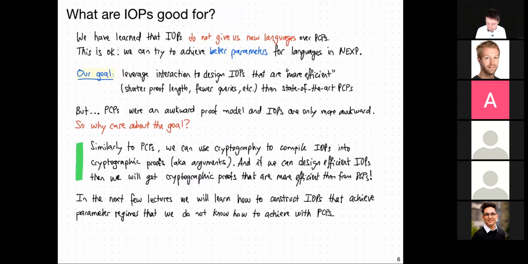And again, Tom will talk about these compilers briefly in the last lecture. So we'll just take them as a given that it is good and valuable to construct highly efficient IOPs. And for the next few lectures, that's what we will do. We'll try to learn how to construct IOPs that achieve parameter regimes that we do not know how to achieve with PCPs alone. Okay.